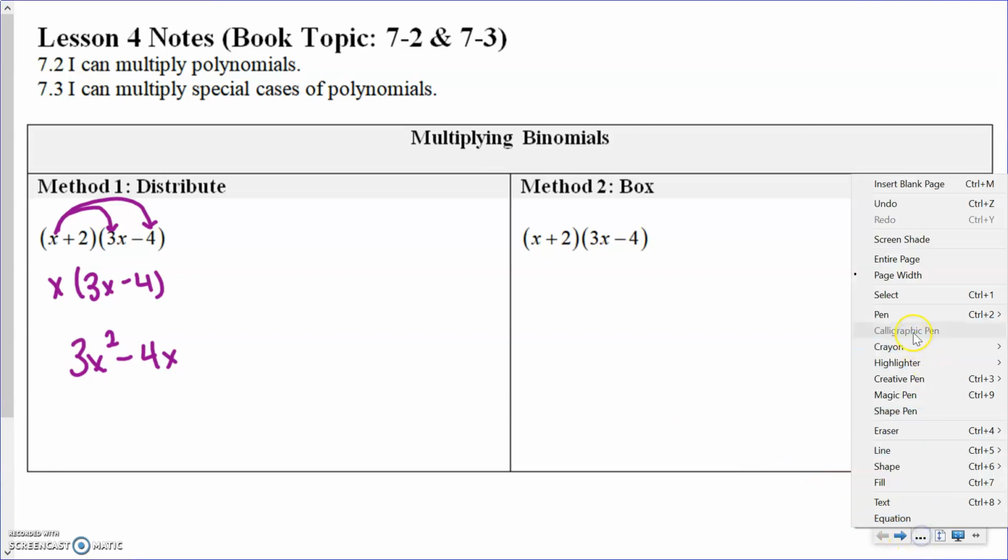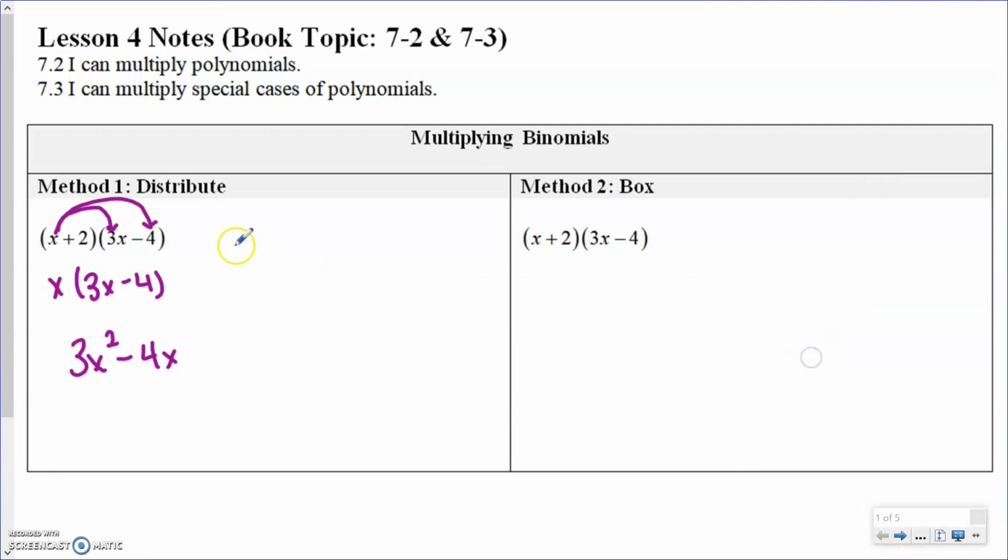I also need to do 2 times 3x and 2 times negative 4. And that 2 is positive. There's a plus sign in front of it. So 2 times 3x is 6x, and 2 times negative 4 is negative 8.